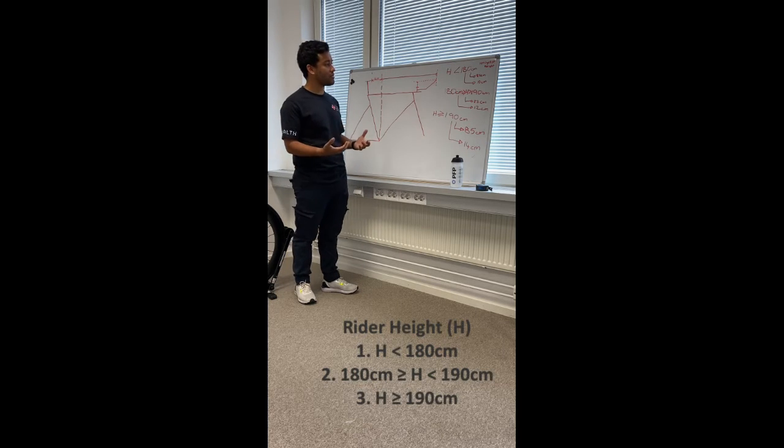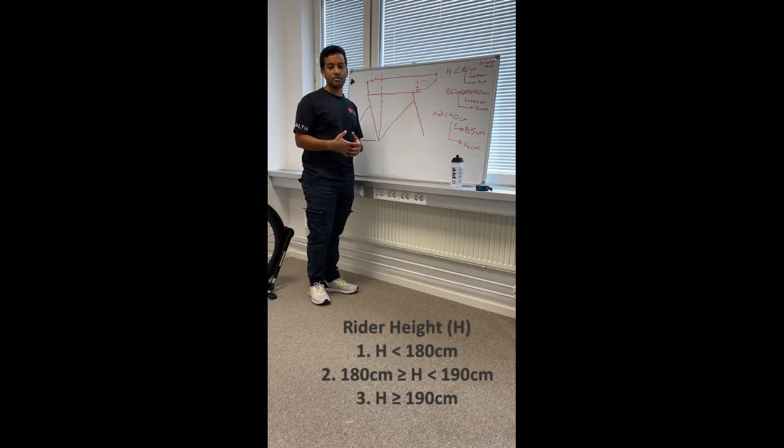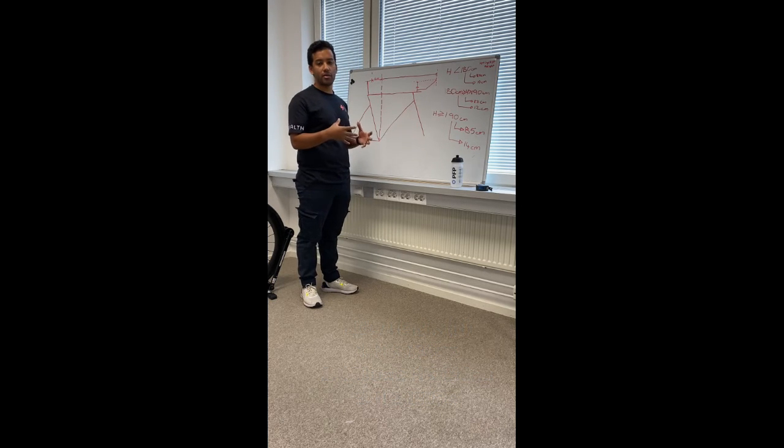What the UCI have now done is created 3 height categories for these measurements. If you're less than 180 centimeters in height, or you're 180 but less than 190 centimeters in height, or if you're 190 centimeters and taller. So there are 2 main measurements based on your height that we need to take into consideration.